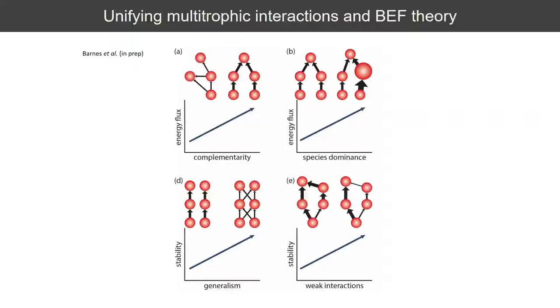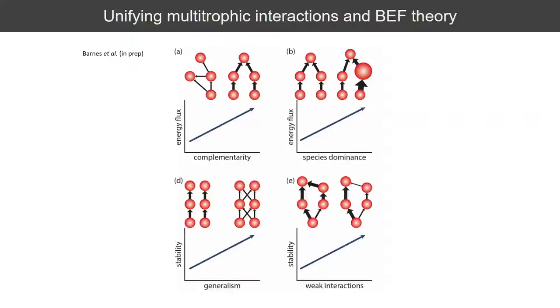And so trophic complementarity simply expands this across multiple trophic levels, and we expect then that with increasing complementarity, so decreasing niche overlap or competition among these consumers, we should see increases in overall energy flux. And also the species dominance effect, where, say, the introduction or in some cases the loss of a keystone species is quite likely going to have some important impacts on ecosystem functioning.